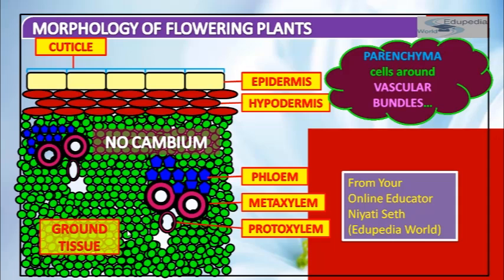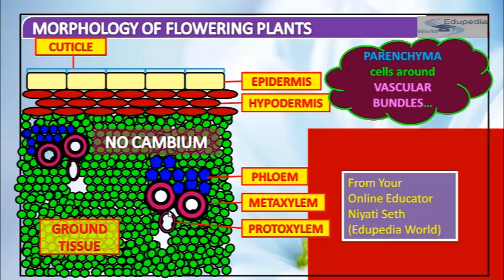Vascular bundle encloses both xylem and phloem. Xylem is found towards the inner surface. As you can see, this is the metaxylem and protoxylem which is formed inner to the surface area, and the phloem is towards the outer surface. See, this blue one is your phloem. So this phloem is towards the outer surface, as you can see.